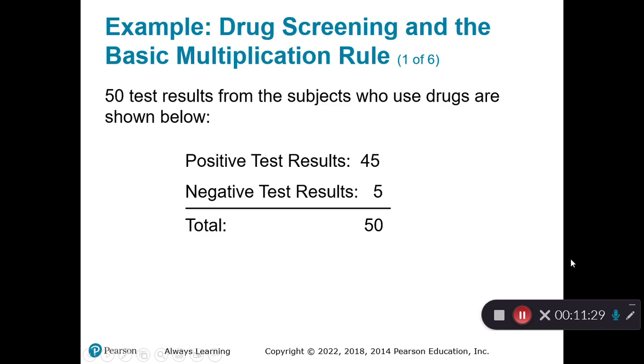Let's look at an example. 50 test results from the subjects who used drugs are shown below. We have 50 people who are known to be drug users, and they are being tested. We have, of the 50, 45 positive test results, and we have 5 negative test results, for a total of 50 test results.